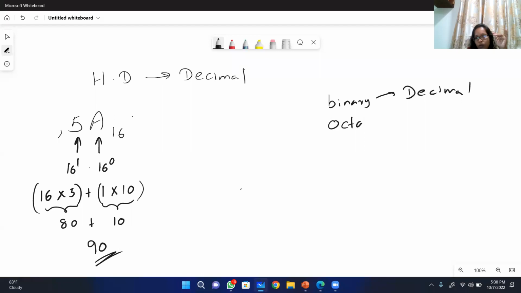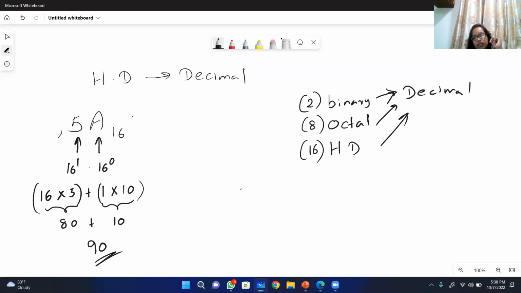Again octal to decimal, and then hexadecimal to decimal. Now each of these three steps: binary means the base is 2, octal 8, hexadecimal 16. If you are given a binary number like 1101 base 2, to convert it into decimal you have to write down the place values of 2 and then add them together. As this is binary, you write down the place values and add together.